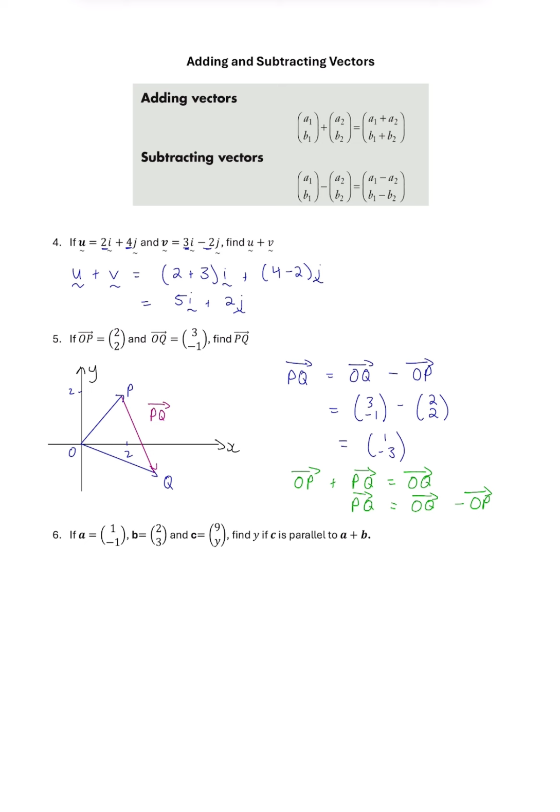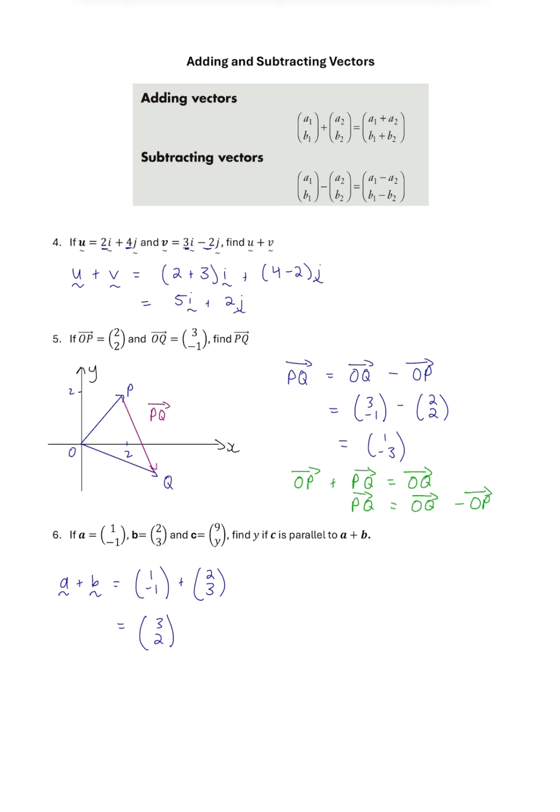Lastly, I'm going to look at example 6. So I have 3 vectors. I want to find the value of y, which is in vector C, given that C is parallel to A plus B. So here I'm going to start with adding vector A and vector B. So I'll have 1 minus 1, plus 2, 3. So the addition of those vectors will give me 3 and 2.